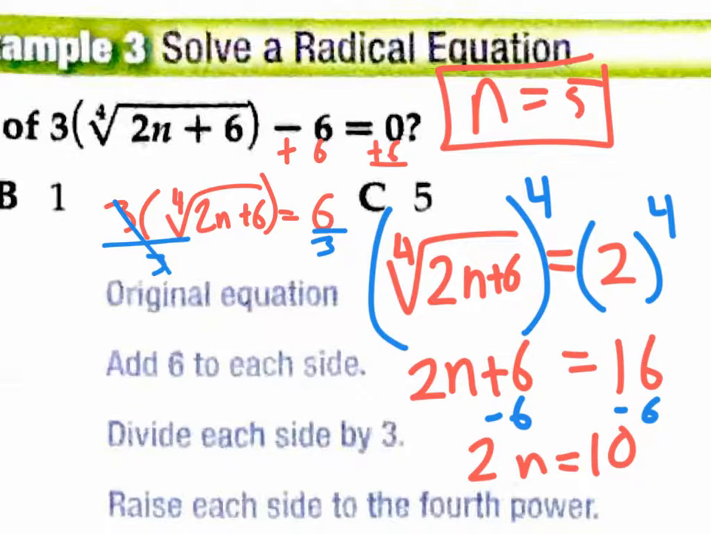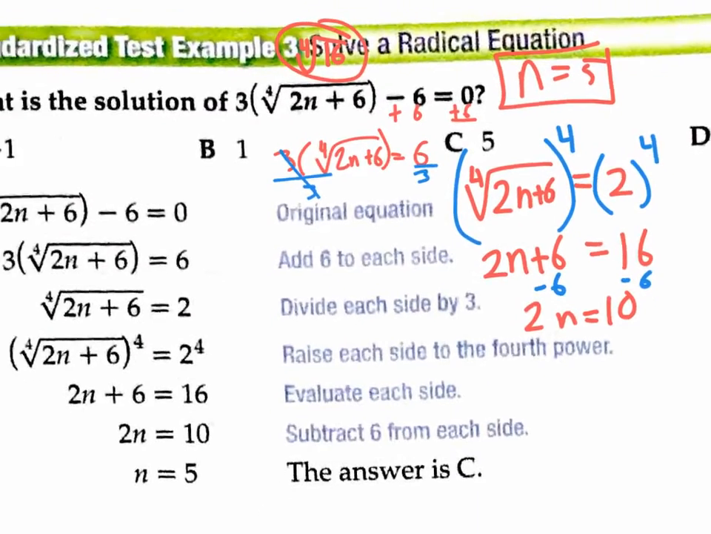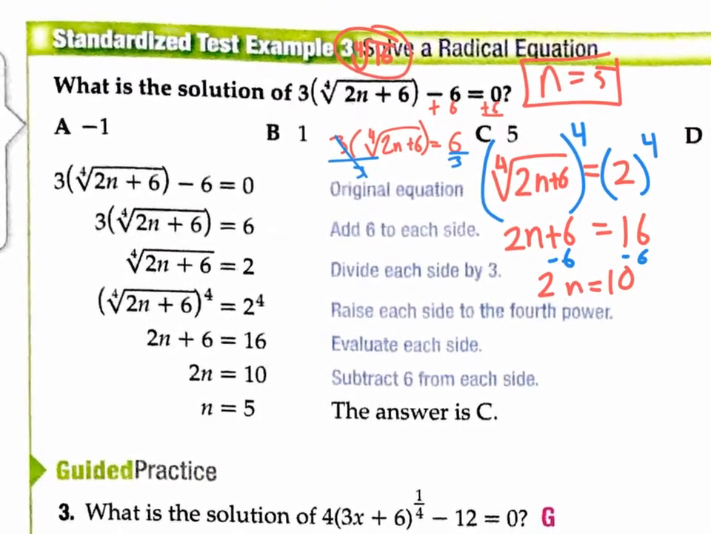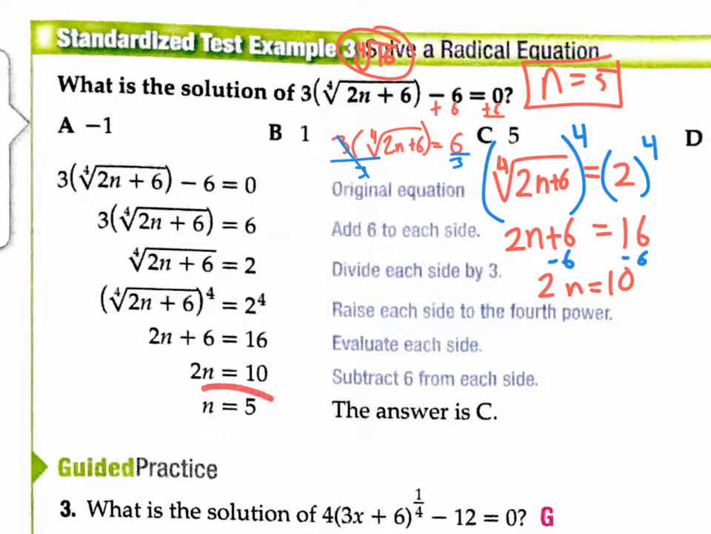Once again, when I plug it in, I end up with the fourth root of 16, and that is really the number 2. So what I really have is 3 on the outside times 2. What's 3 times 2? 6. And then take away 6? 0. So it does work out. I mean, I didn't show all my work. I kind of checked it in my head. But 0 does equal 0. It is a true statement. So you know for a fact that n does equal 5. They explain all that right there. The answer would be C.